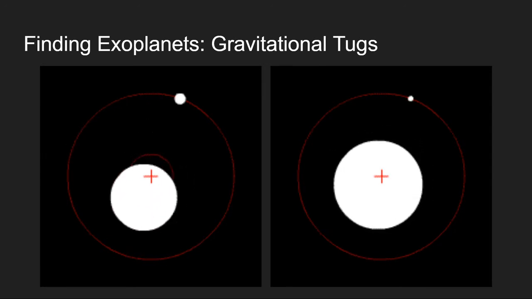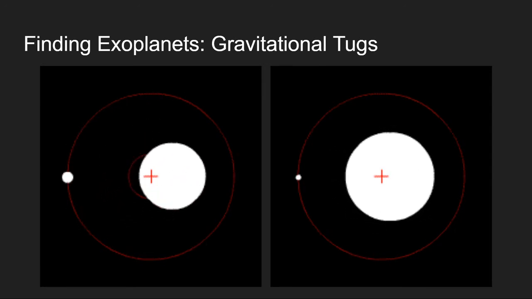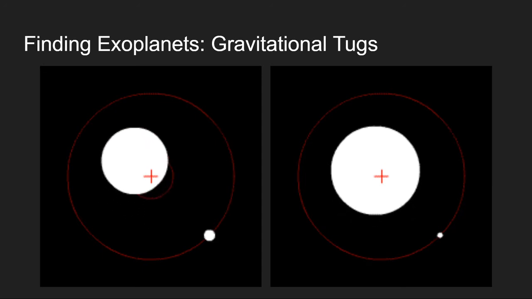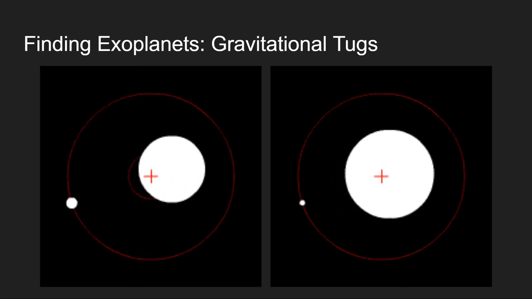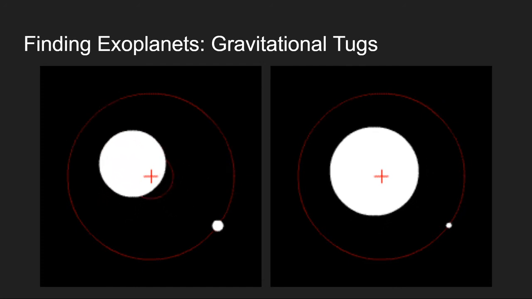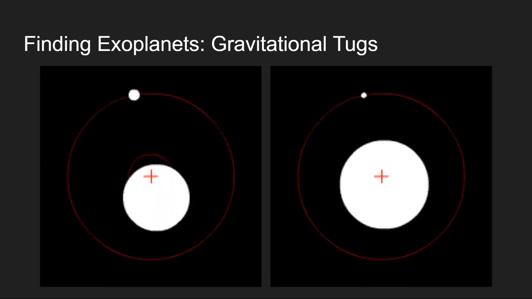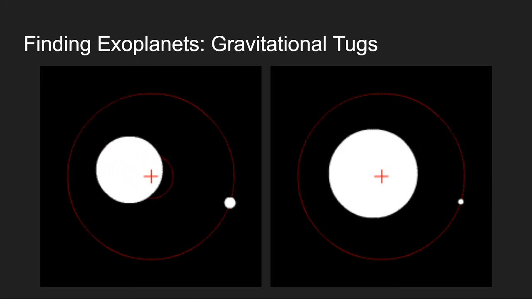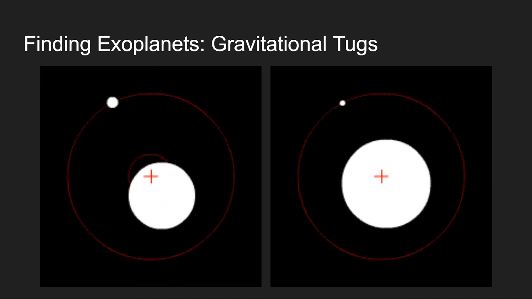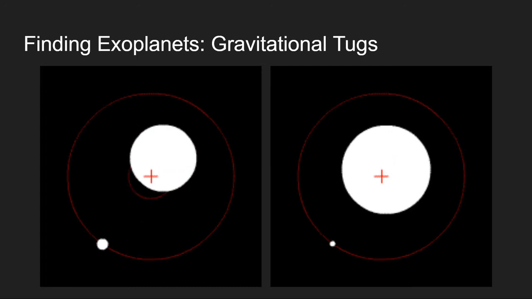And based off of how much the star wobbles, we can find out things like how massive the planet is. Based off of the amount of time it takes for the star to make one wobble around, we can figure out how far away from the star the planet is. And so there's a lot of stuff that we can do with this.